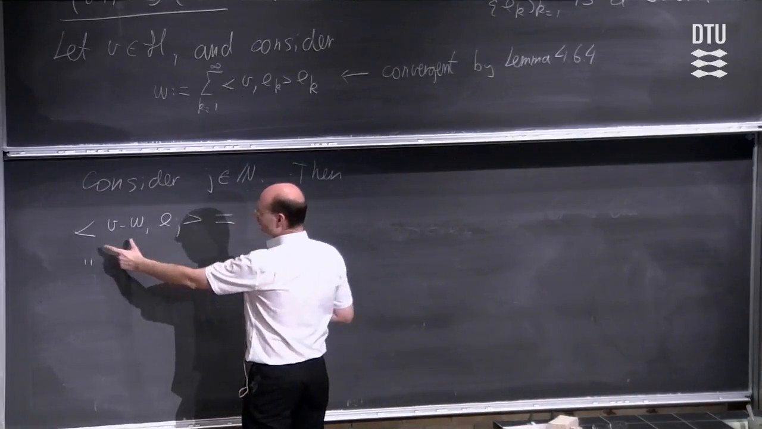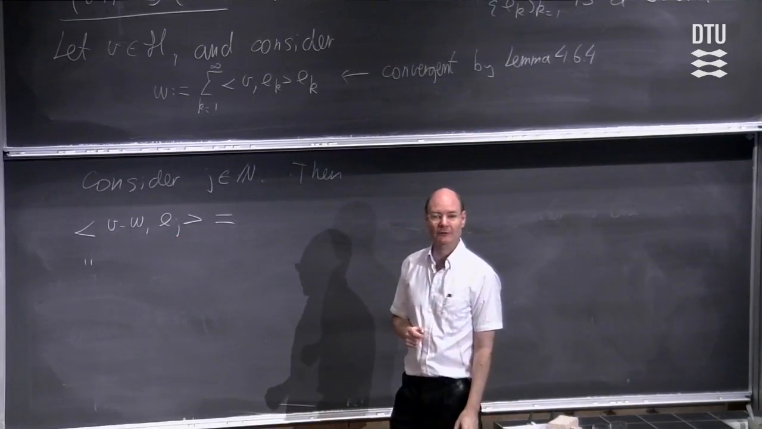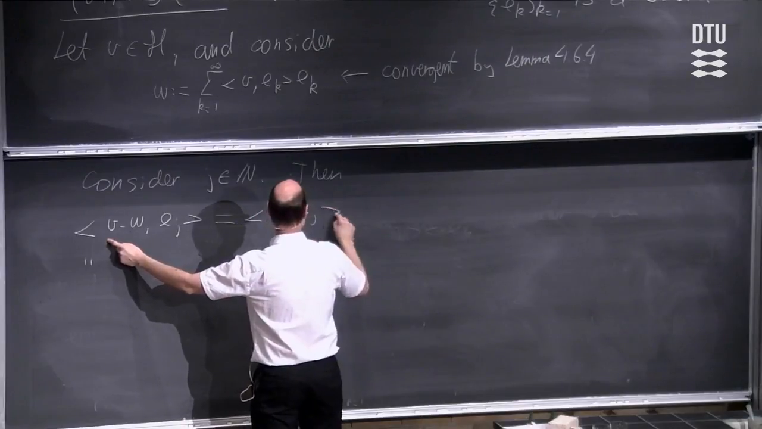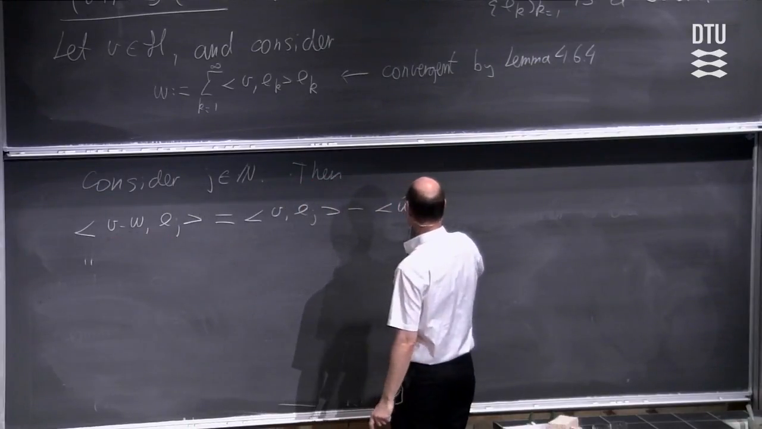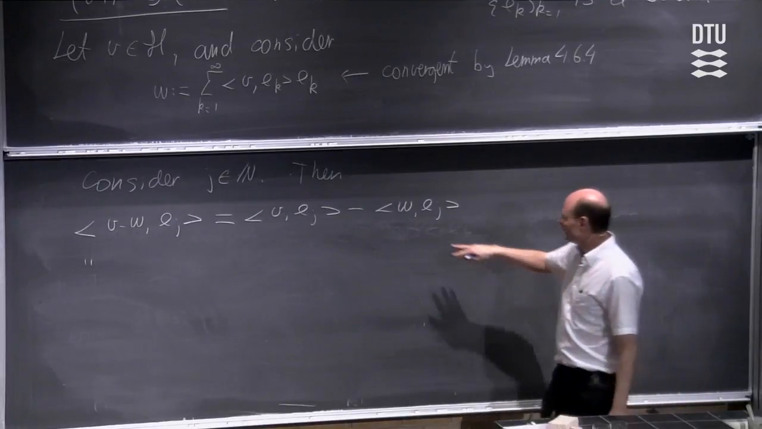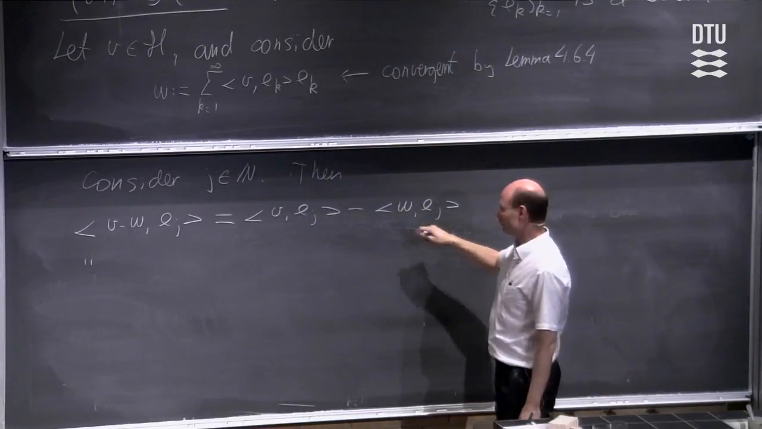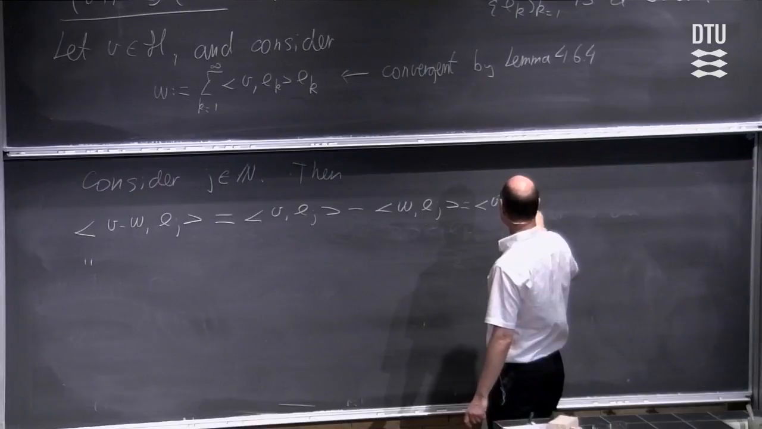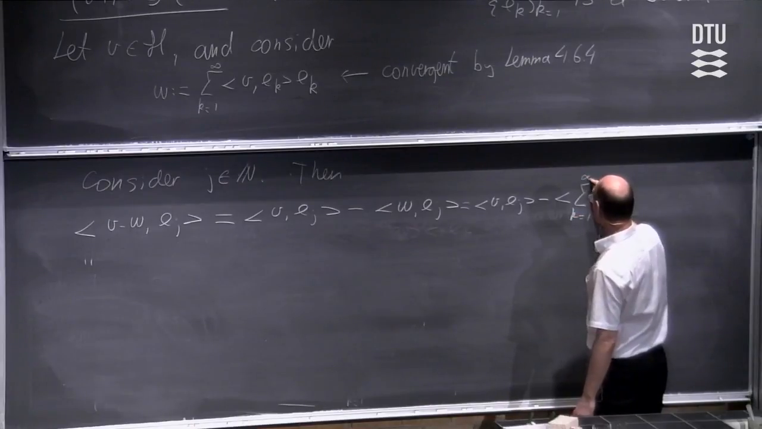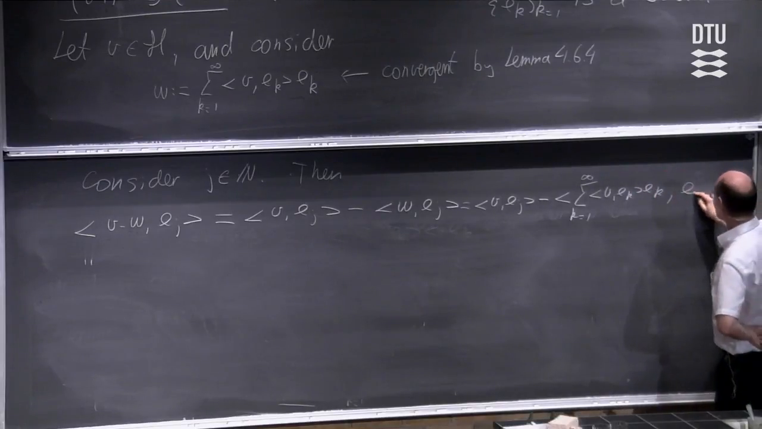So let's do it. Here we have a linear combination, V minus W, and we have to take the inner product with EJ. The rules for the inner product say that we can split this into two inner products. So this is the same as the inner product between V and EJ minus the inner product between W and EJ. Now we can do exactly the same as we did in one of the former proofs, namely to say W has a representation like this, and put it in place of W. So this is the same as the inner product V, EJ minus the inner product of the sum from k equal to 1 to infinity of V, EK times EK, with EJ.